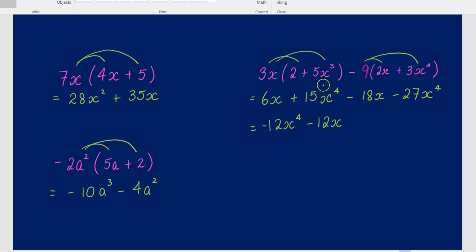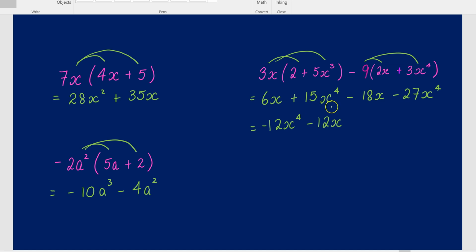Coming up to this one, right, that's pretty self-explanatory, remembering that timesing by the same base, you add the powers. Sorry, x times x cubed is x to the 4. We carry on over here, 9 negative times a positive is a negative, 9 2s are 18, a negative times a positive is a minus, and now we have to gather like terms.